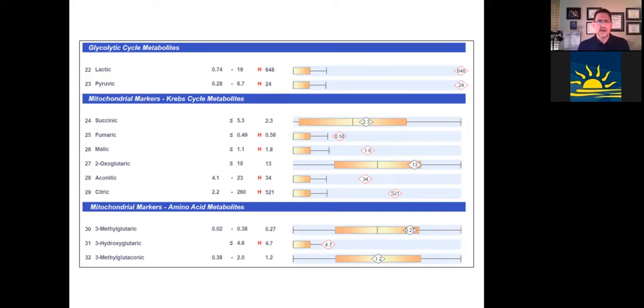So a question about oxalates. What level of oxalates are known to affect the brain in children? I don't know of a specific level. I do know that getting above 90, okay?